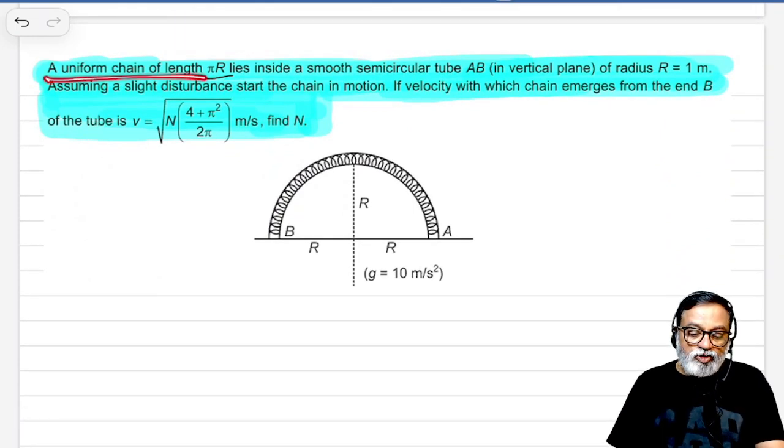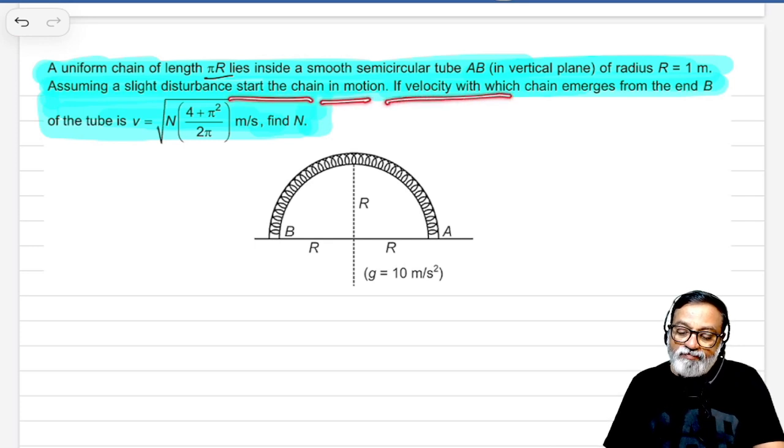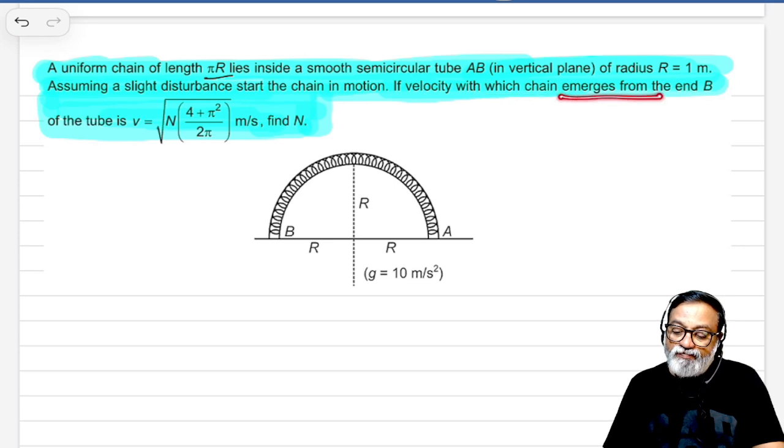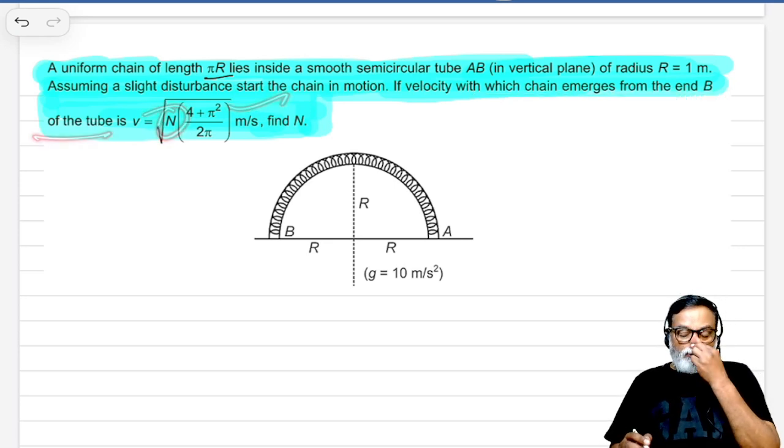Here, a uniform chain of length pi r lies inside a smooth semicircular tube AB in a vertical plane of radius 1 meter. Assume a light disturbance starts the chain in motion. The velocity with which the chain emerges from the end B of the tube, V, is given, we have to find N.